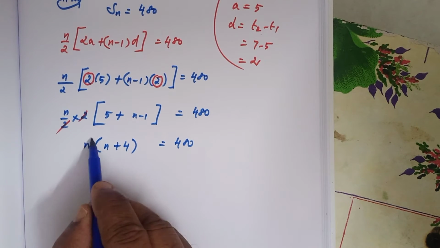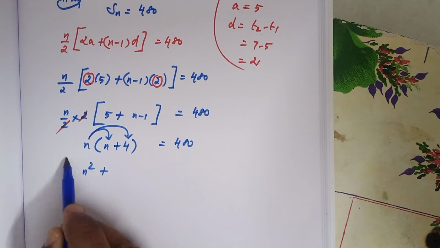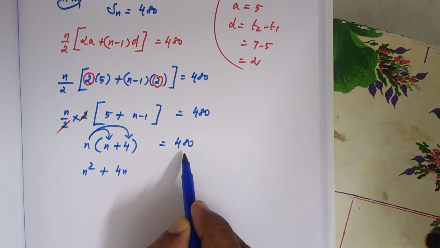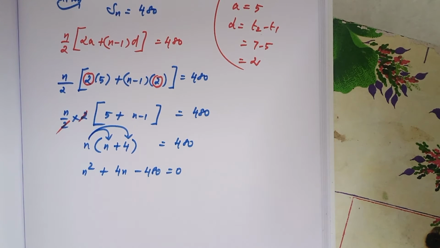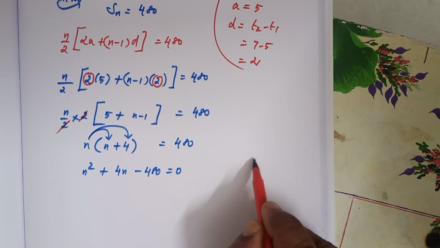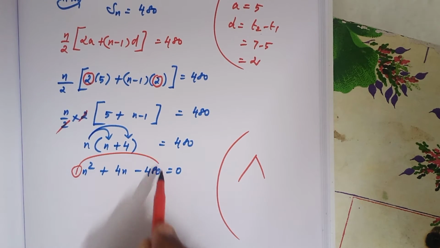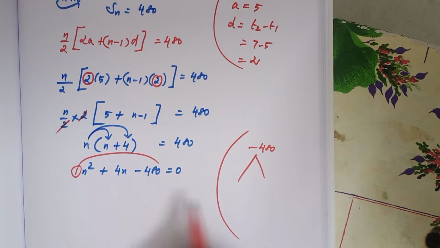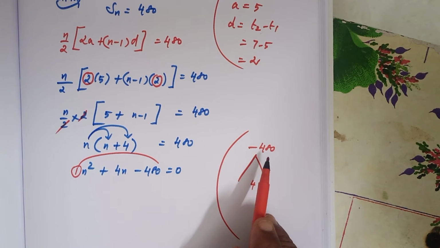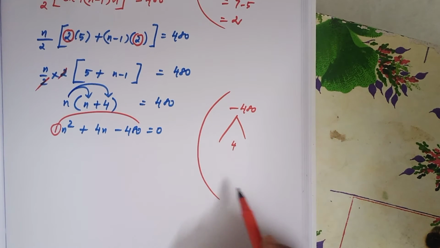Now multiply n into n and n into 4. n into n is n square, plus n into 4 is 4n. The 480 comes to the left hand side as minus 480, that is equal to 0. Now we can factorize, because it is a quadratic equation. The coefficient of n squared is 1. 1 into minus 480 is minus 480, and the coefficient of n is 4. So we have to find two numbers whose product equals minus 480 and whose sum equals 4. How to find the numbers?